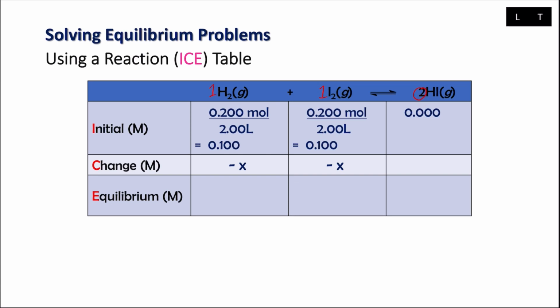Dan dia adalah produk. So, by the end of the reaction, dia akan bertambah. So, dia akan tambah plus 2x. So, kalaulah unknown awak adalah x, gunakan semua sebagai x.